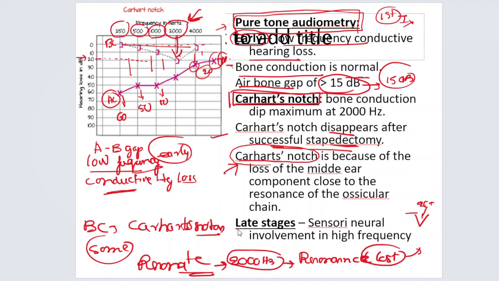In late cases, because of toxic materials going into the inner ear, you can see sensorineural hearing loss at high frequency. Usually sensorineural hearing loss is at high frequency. This low frequency thing is something that I want you to remember. In late stages, there is sensorineural involvement at high frequencies.